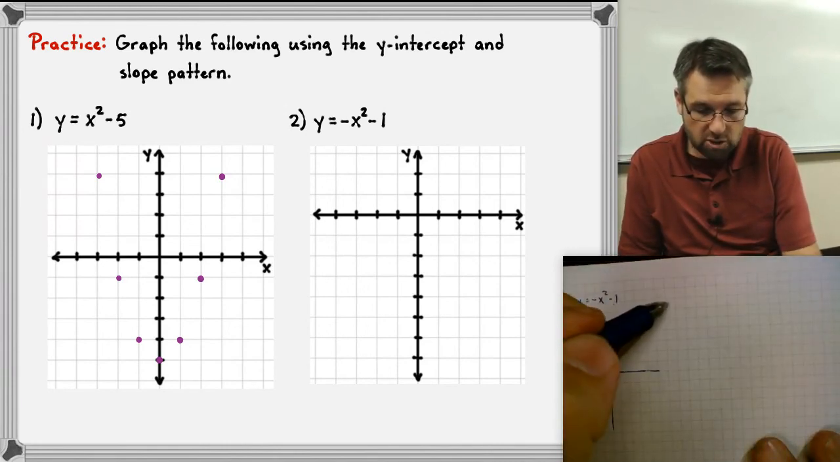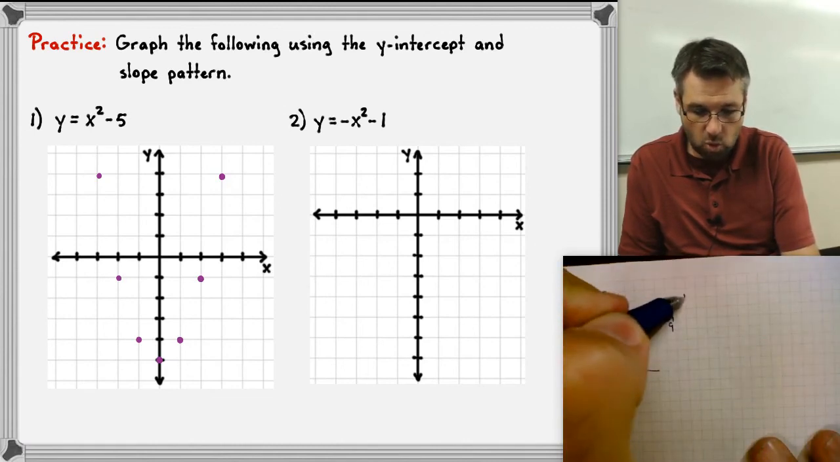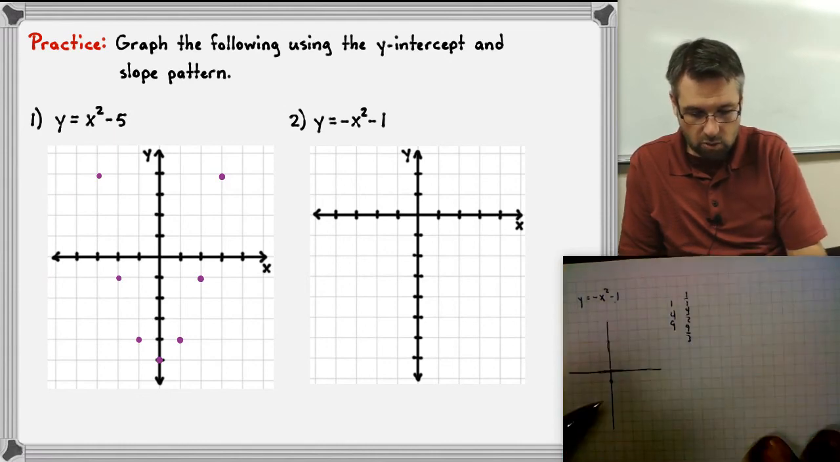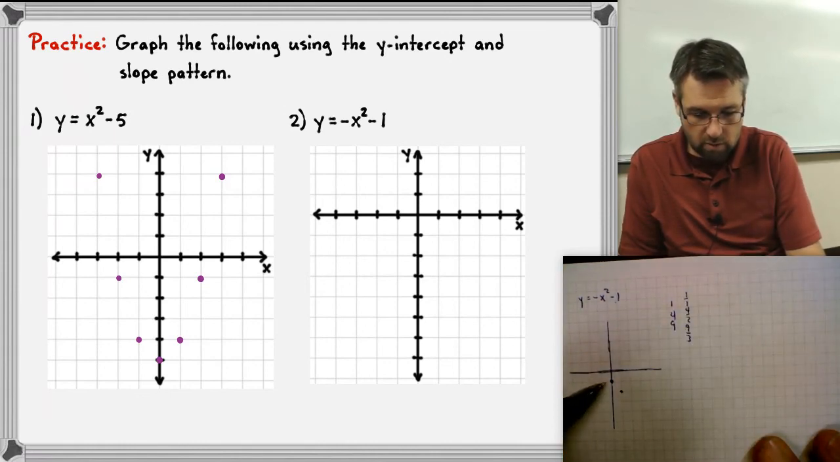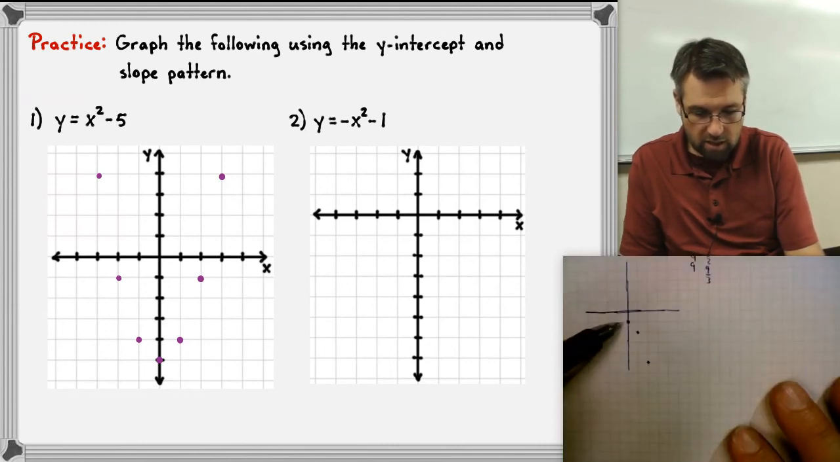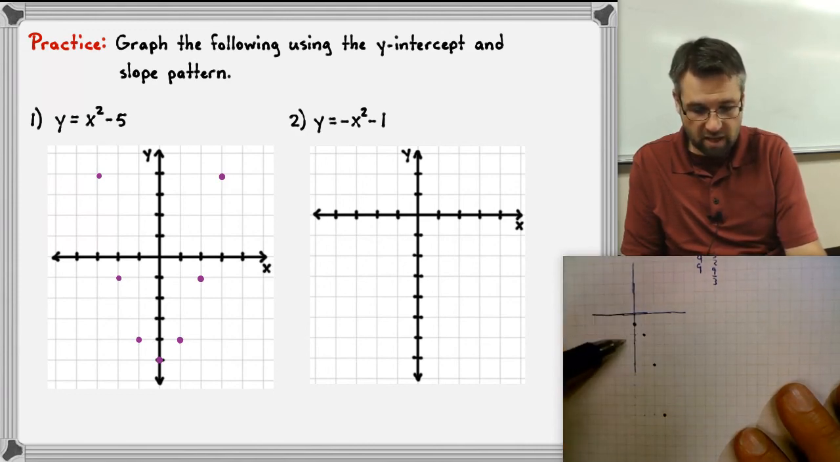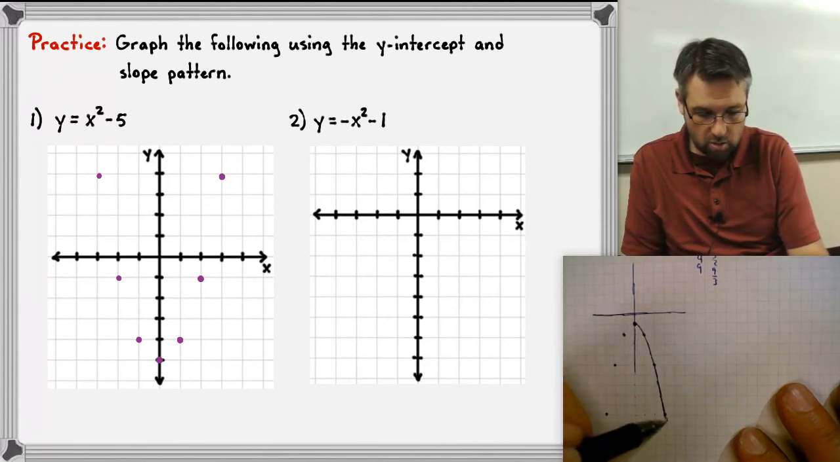We just need to follow our slope pattern: 1, 4, 9, and so on. So remember, it's 1 over 1, 4 over 2, and 9 over 3. So we're going to go down 1, right 1, from the vertex down 4 over 2, and then again from the vertex down 9, 1, 2, 3, 4, 5, 6, 7, 8, 9, and over 3. And then we'll reflect that about the y-axis there. And then we have our parabola.